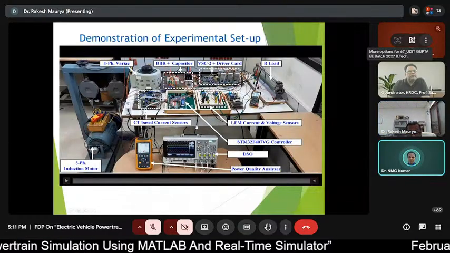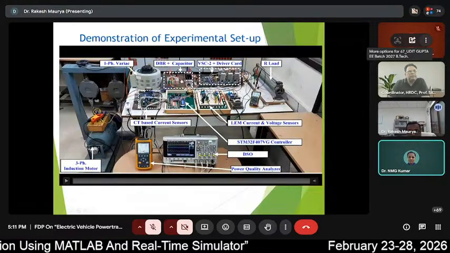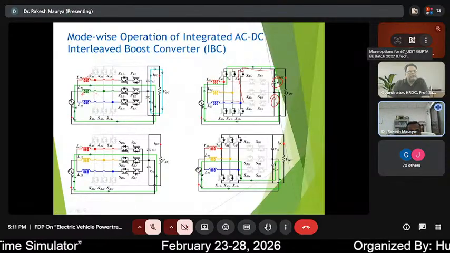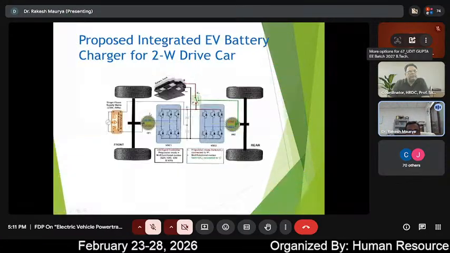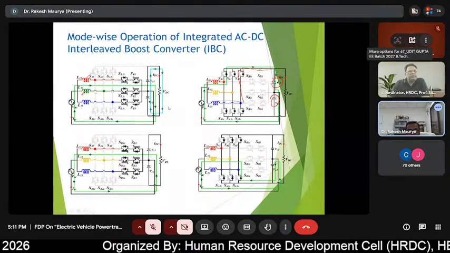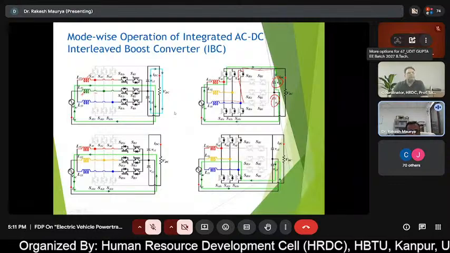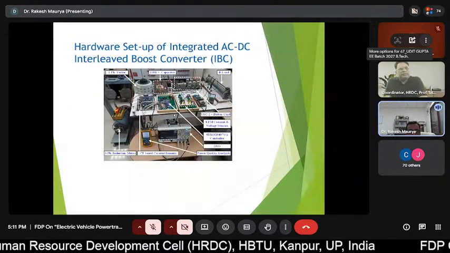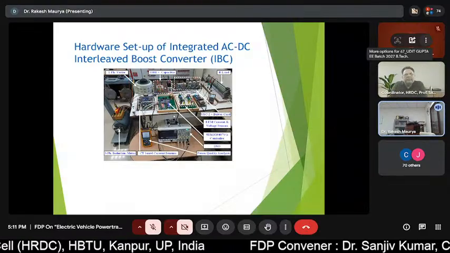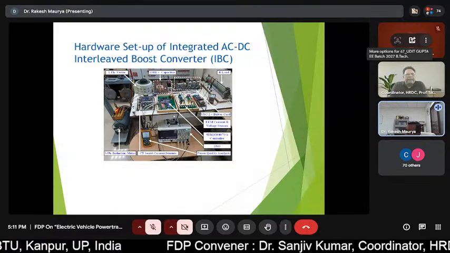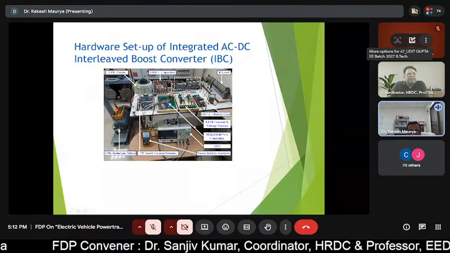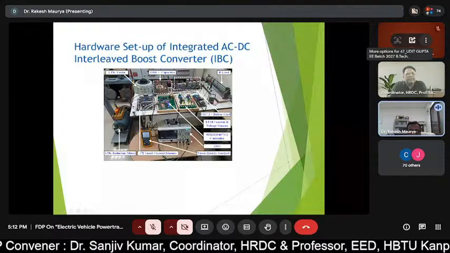The dV/dt and dI/dt ratings? These are IGBT switches we are using for laboratory purposes. It's around 1200 volts, 70 ampere, the 1200 volt IGBT module, and 20 kilohertz is the operating frequency.